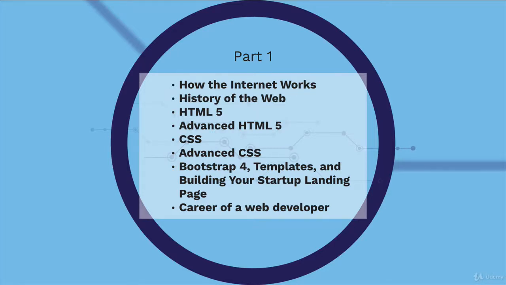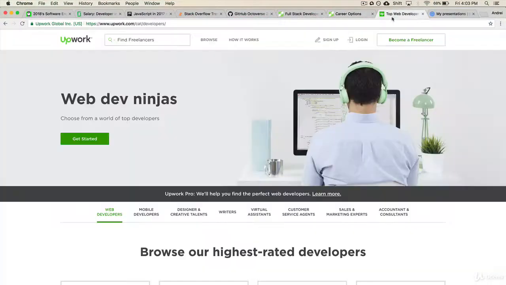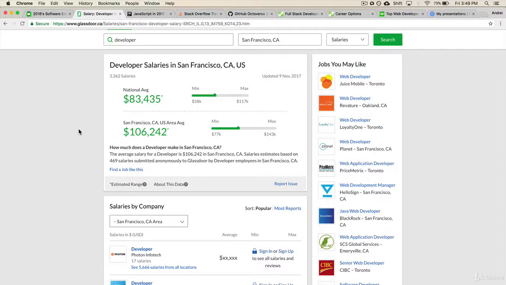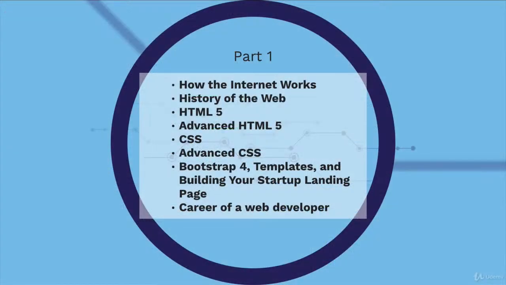Finally, we finish off part 1 with career of a developer. What does a career of a developer actually entail? What are the salaries? What are the differences between a software developer, mobile developer, software engineer, full stack developer? We're going to cover all of that. And we're also going to talk about the future trends and what skills you need in the future.